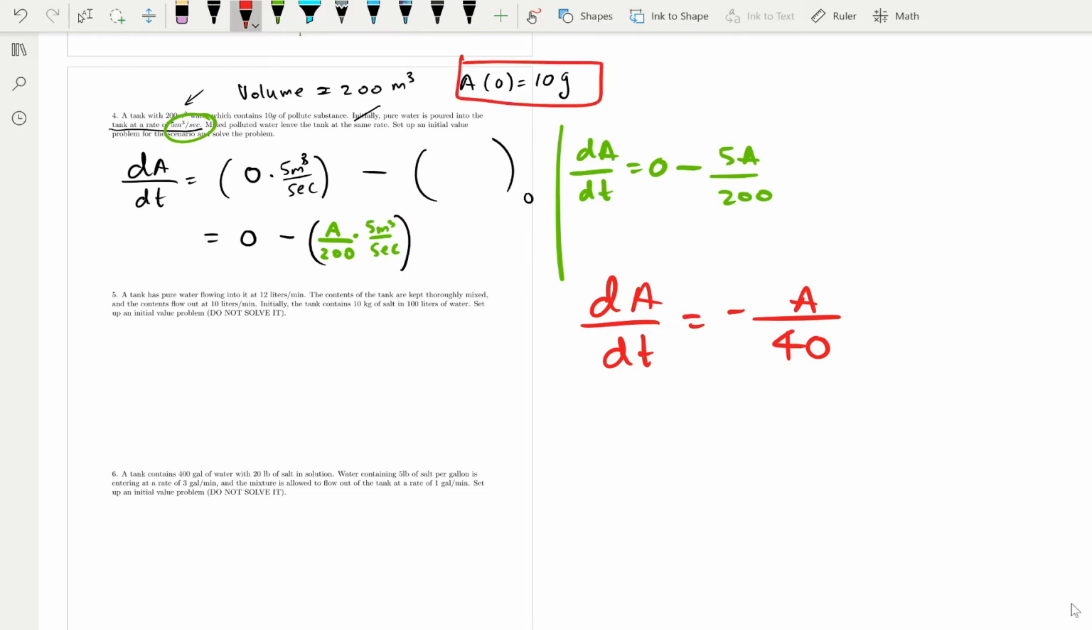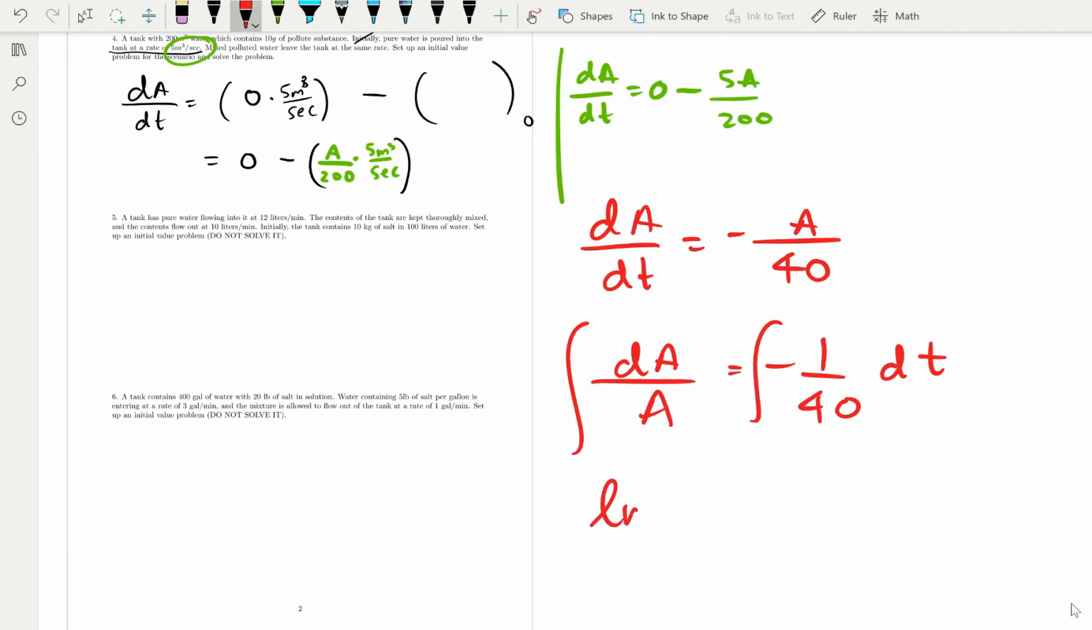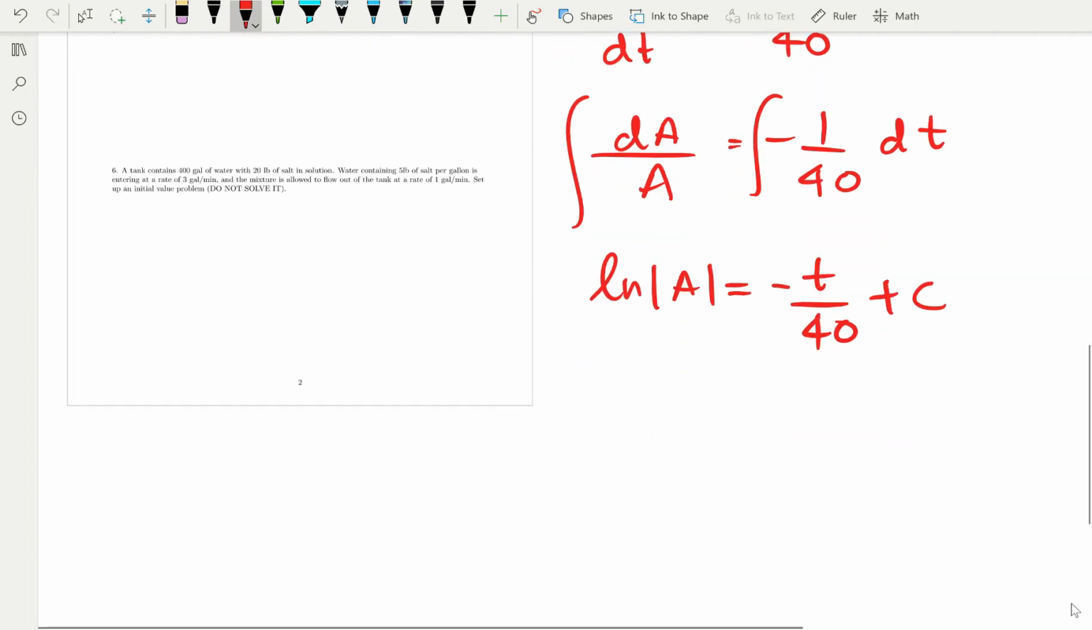Let's solve this differential equation. Here we can use separation of variables easily. dA over A, we can take that A to the left and keep negative 1 over 40 on the right. Take dt to the right, integrate. So if you integrate, you're going to get natural log absolute value of A. If you integrate negative 1 over 40, it's negative t over 40 plus c, an arbitrary constant.